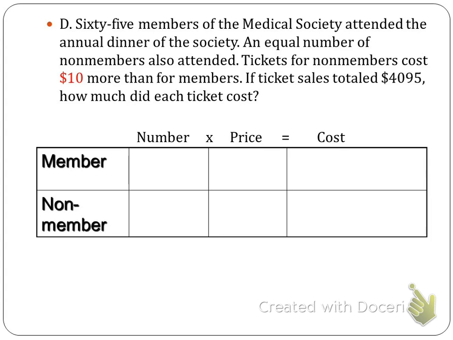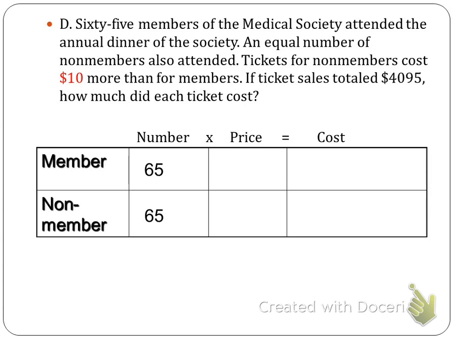Yes, ma'am. 65 members of the society attended the annual dinner. An equal number of non-members attended. So yes, these would both be 65. Members they gave us right off the bat, and then it says non-members is the same. So the same as 65 is 65.